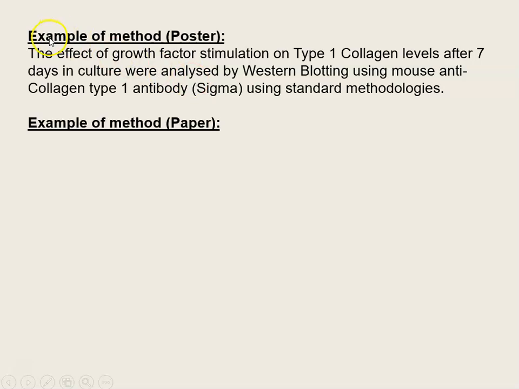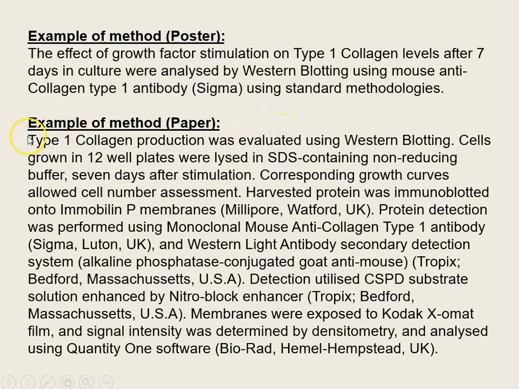So for example, this is from one of my posters. The effect of growth factor stimulation on collagen type 1 levels after 7 days were analysed by Western Blotting using a mouse anti-collagen antibody from Sigma using standard methodologies. So that's what I put on my poster. When I publish this in a peer-reviewed journal, I put all of this detail in there. So on the poster you don't need this, you need something fairly brief like this, but if you're presenting the poster you should be able to explain all of this detail to any person who comes and asks you.